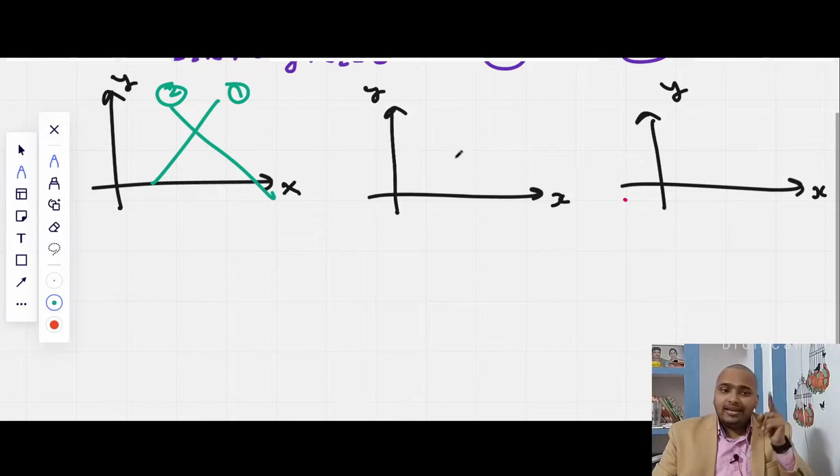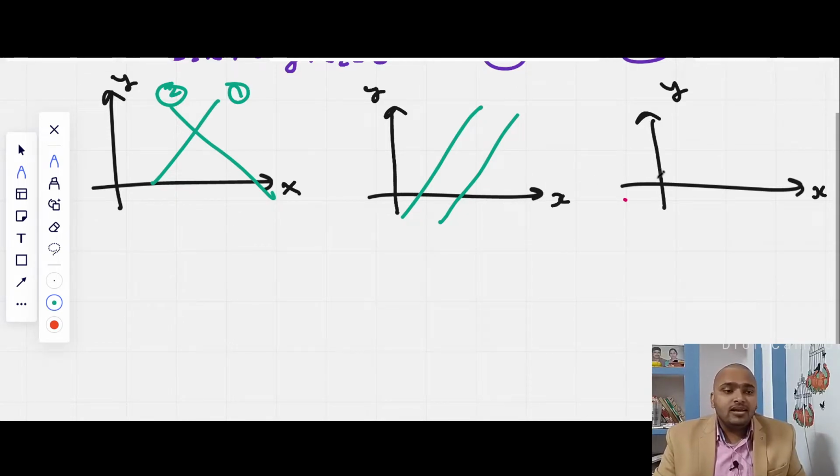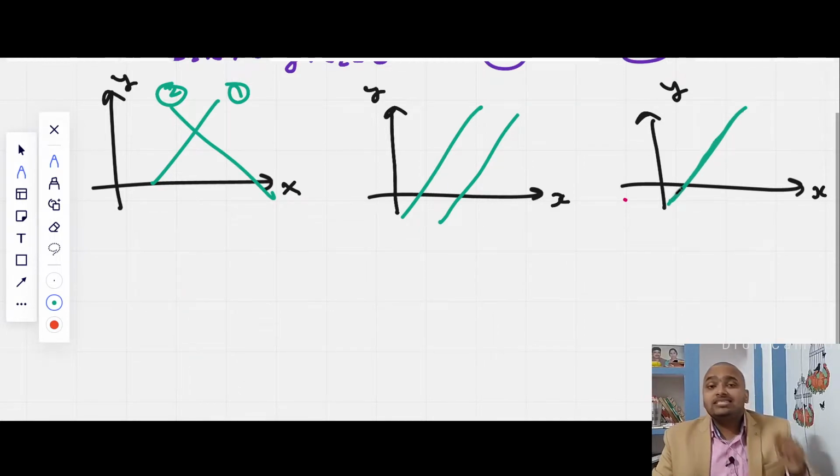Next, those two lines can be parallel to each other. They can never intersect each other at any point. Now the third case: those two lines can be coincident to each other. It means the first line and second line have the same path when you draw them.